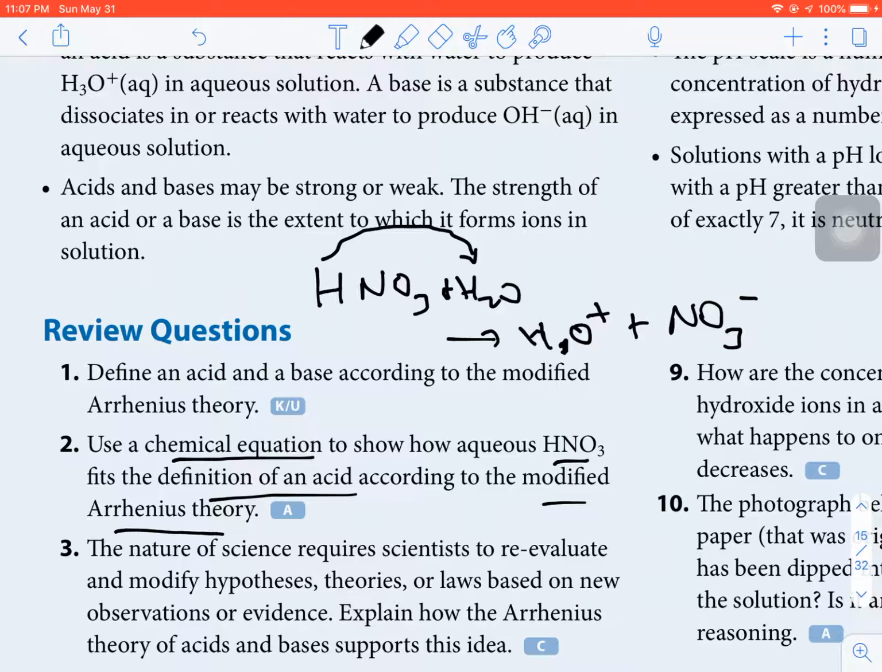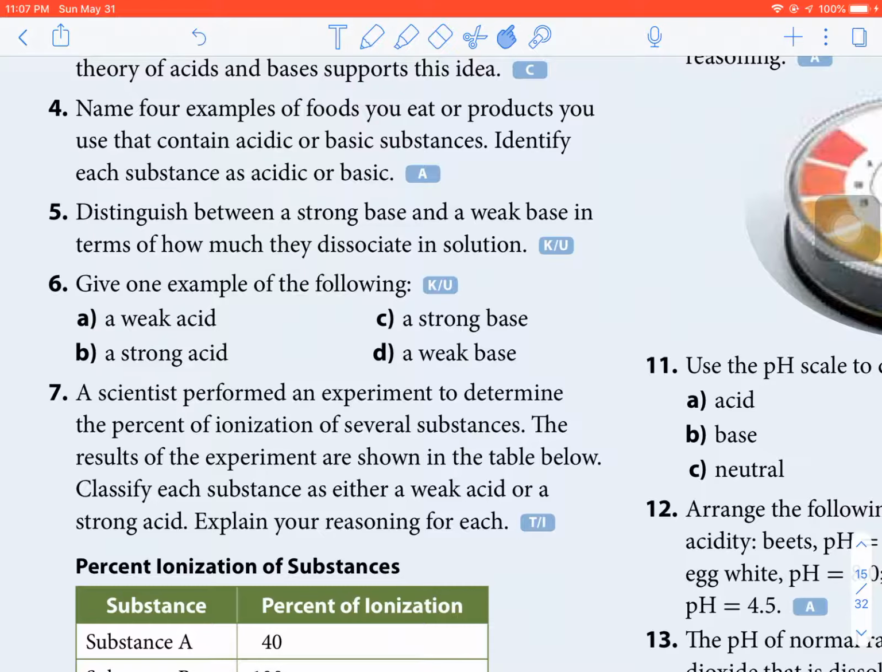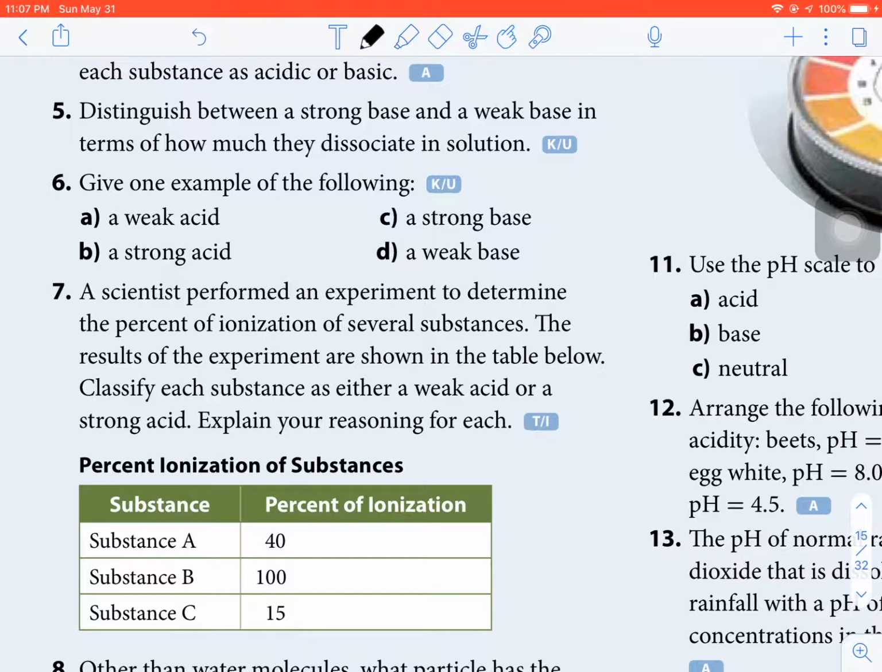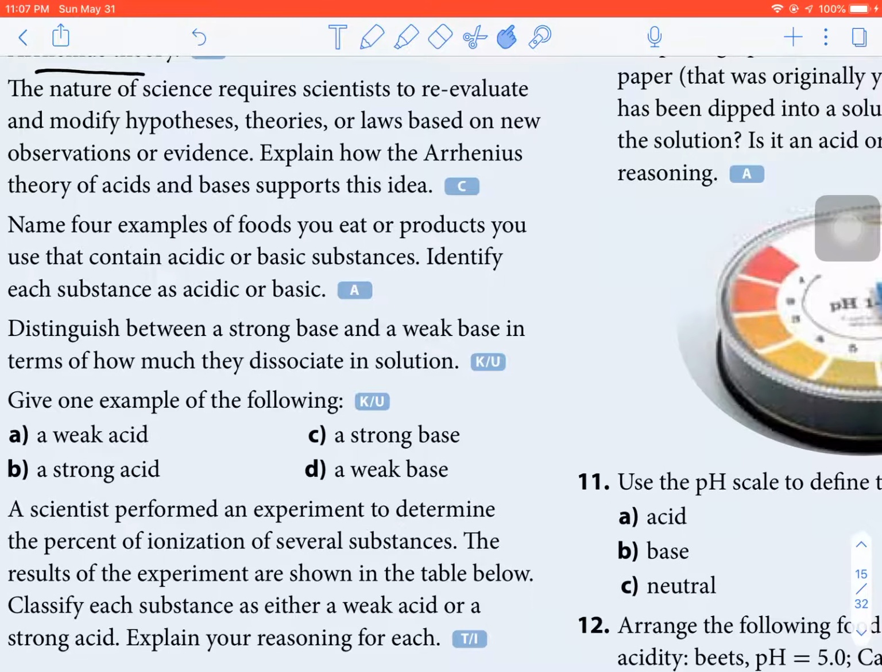Okay, down to question 5. It says distinguish between a strong base and a weak base in terms of how much they dissociate. So I've got 2 bases here. I want to look at sodium hydroxide and let's say copper 2 hydroxide.